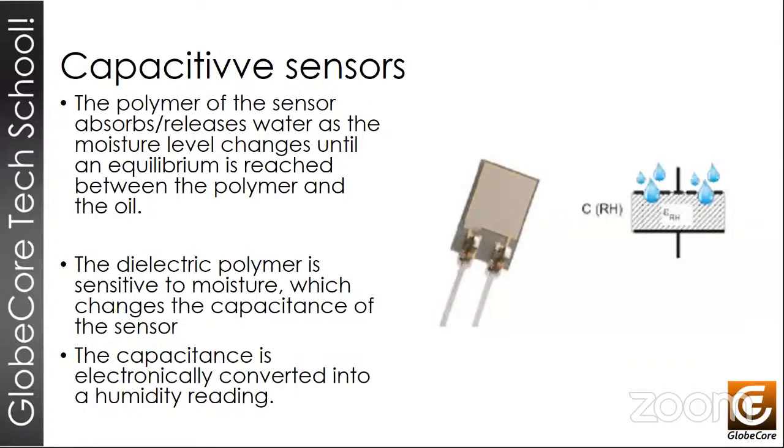A capacitance sensor is a method for measuring humidity. Basically, an electrical property of the sensor membrane changes depending on the moisture present. The membrane exchanges moisture with the dielectric oil, and it changes the membrane's capacitance. And that is recorded and converted into a moisture reading. These sensors are quite typical for field processes, and those sensors are optionally available for moisture control with all Globecore equipment. Next slide, please.